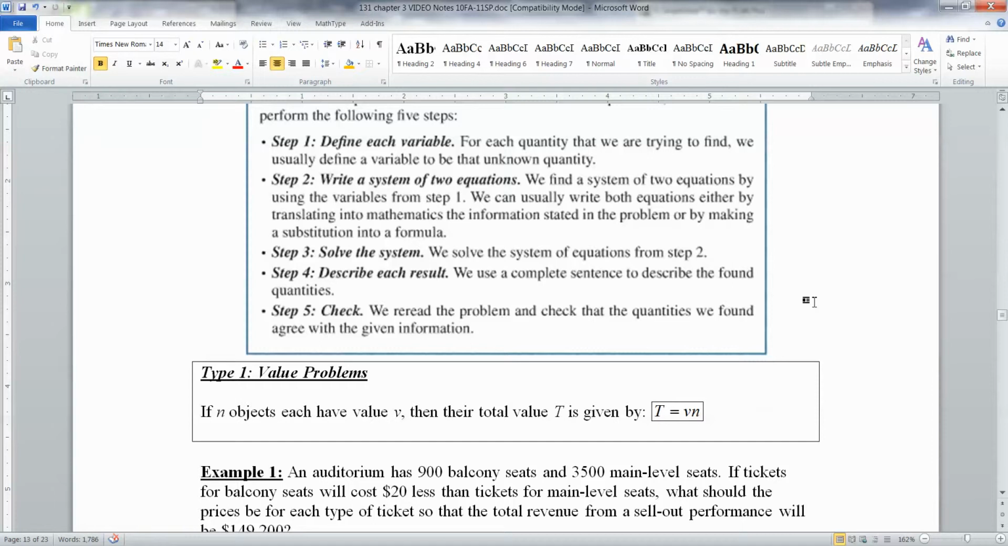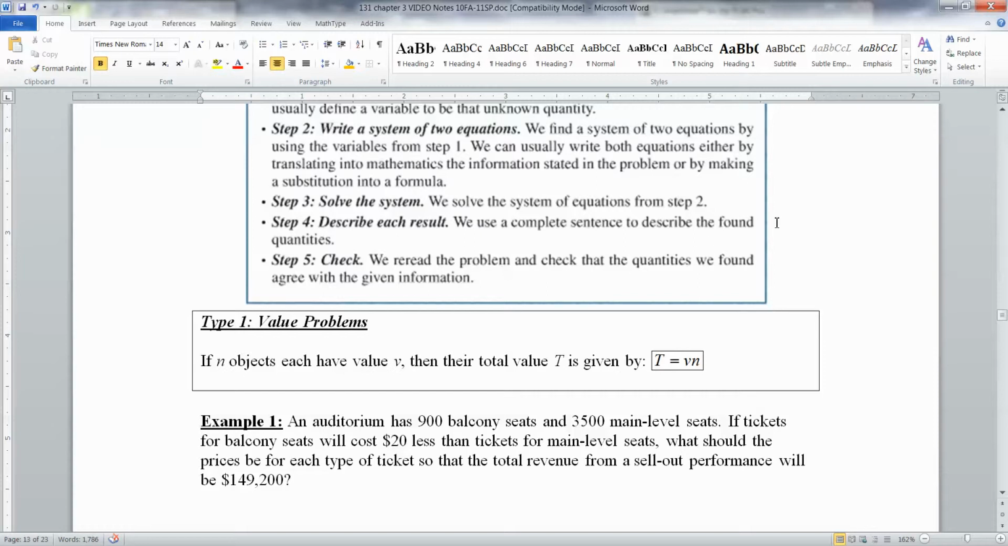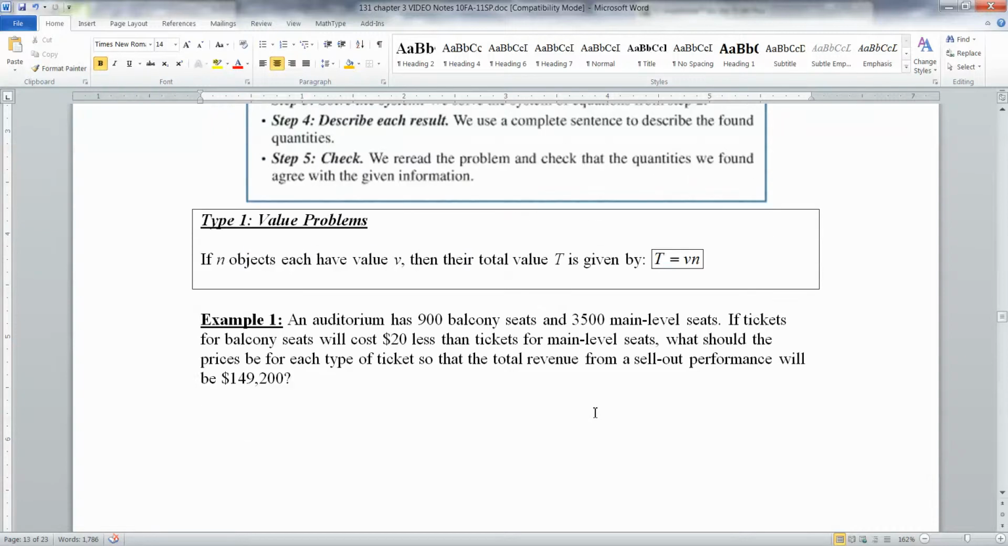All right, then we're going to solve the system. So once we have the system, then we're going to solve it using elimination, substitution, something like that. And we're going to describe what we see using a complete sentence to state the quantities found. And then we just want to check and make sure that everything that we found makes sense. All right. So in theory, it sounds like a great idea. Let's see how it works.